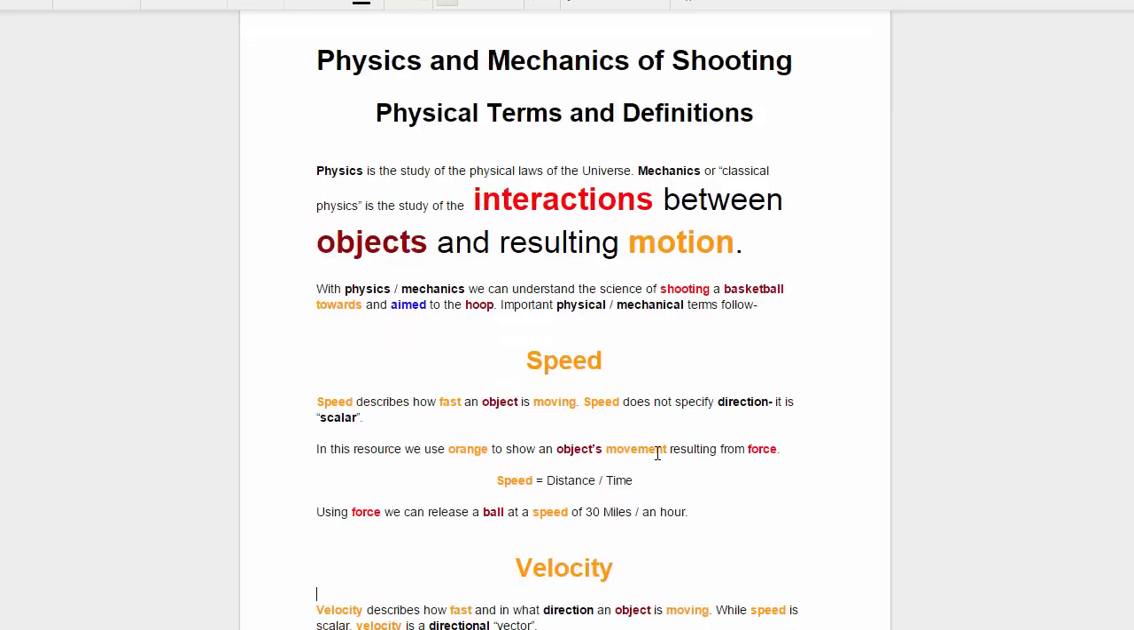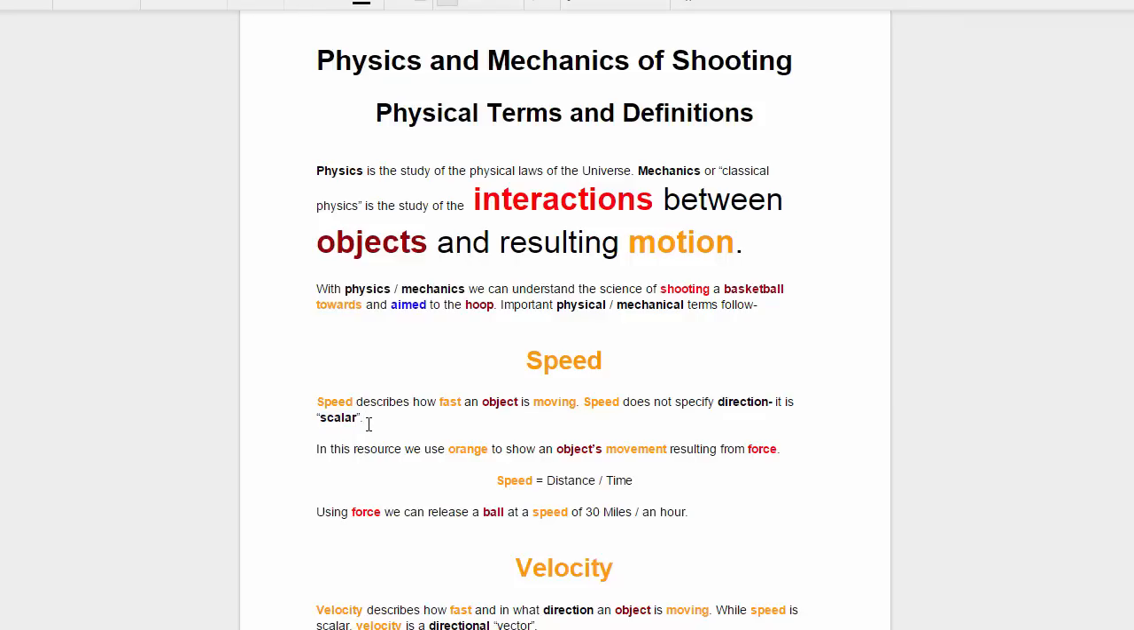So speed, probably generally aware of what speed is, just how fast an object is moving. Distance over time: the greater distance something travels, the greater the speed, the less time something travels the same distance, the greater the speed. However, something important to note is that it's not directional. In physics, this is called a scalar.